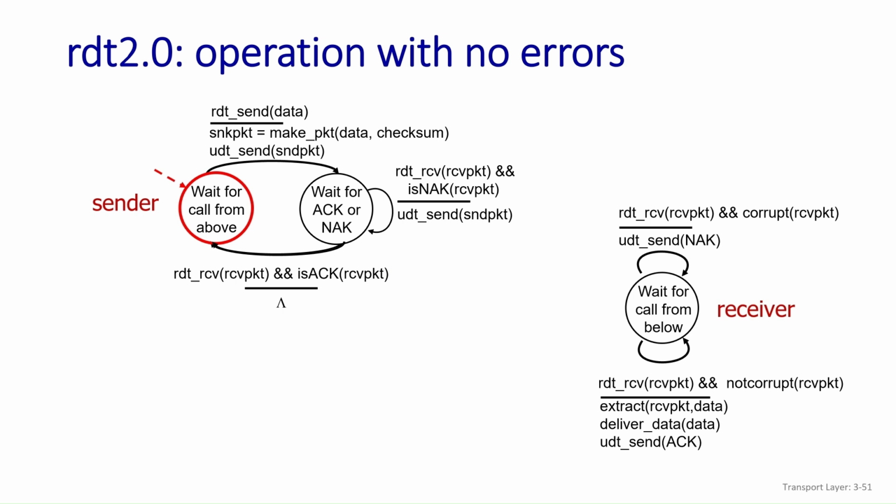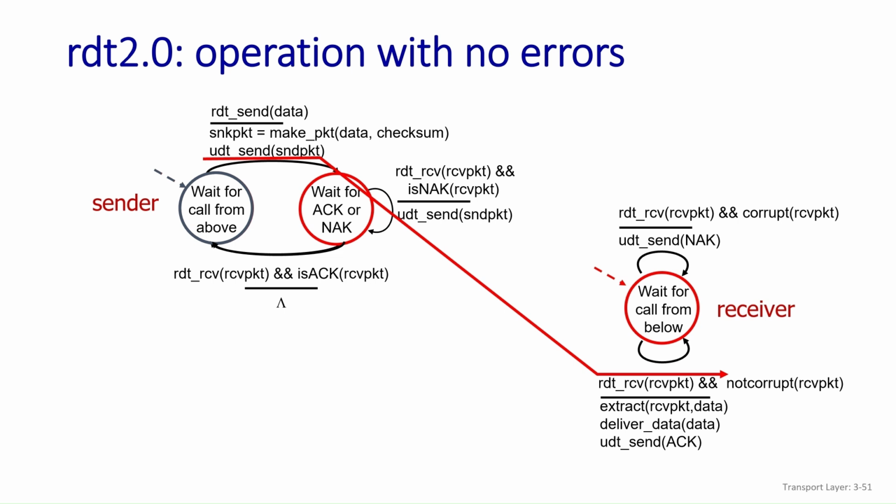So let's try to navigate through the different events and actions. This is an operation in reliable data transfer 2.0 with no errors. There is a call from above, so this event takes place. The data is passed from the application layer to rdt_send, and these are the actions we take. We take the data, calculate the checksum and send this packet to the receiver, and after sending the packet, we make a transition to the state wait for acknowledgement or negative acknowledgement.